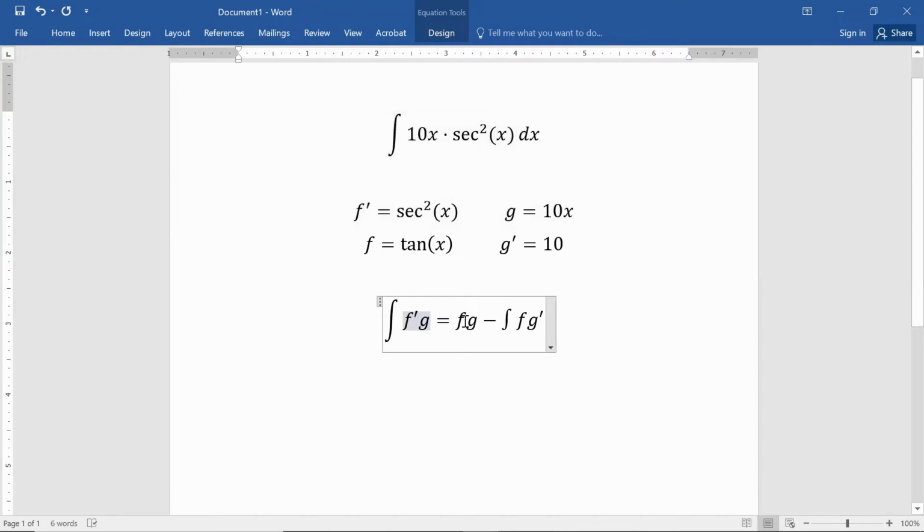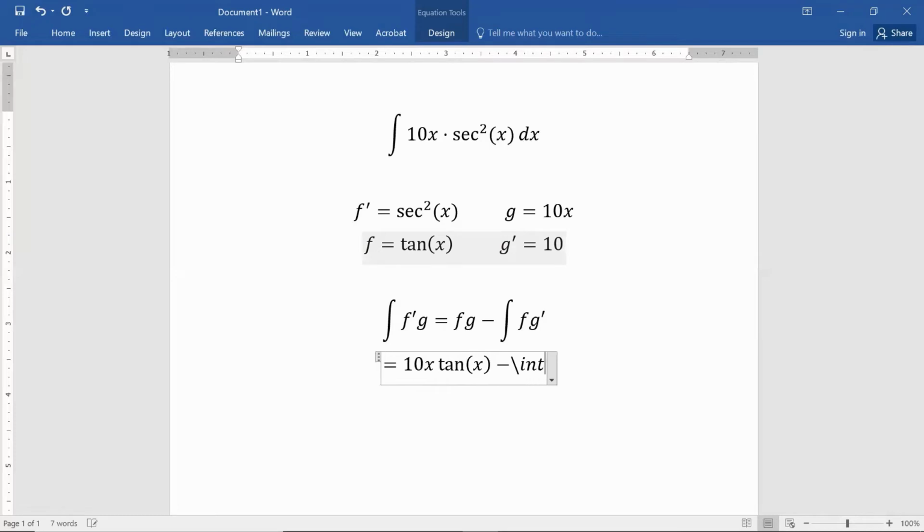And we turn that into f times g minus the integration of f times g prime. That's our integration by parts formula. In our case, f times g is 10x times tangent x minus integration of f times g prime. G prime is 10, f is tangent x, and there you go.